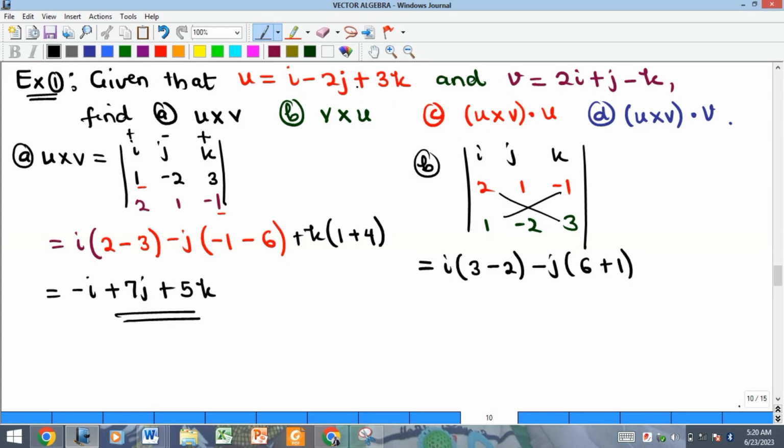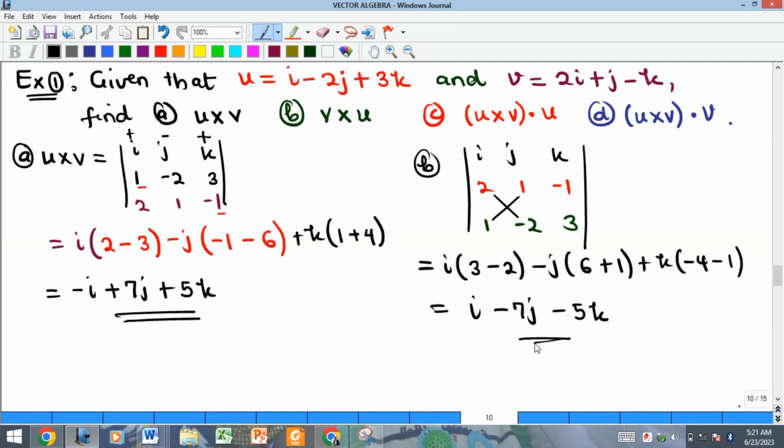And then finally for k, so this and this will go. So we'll have plus k into 4 times, 2 times minus 2 is minus 4. Then minus 1 multiplying 1 is 1. So your solution is simply positive i, negative 7j, and then negative 5k.